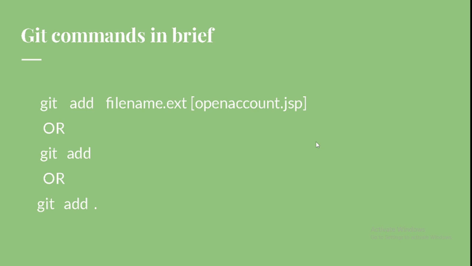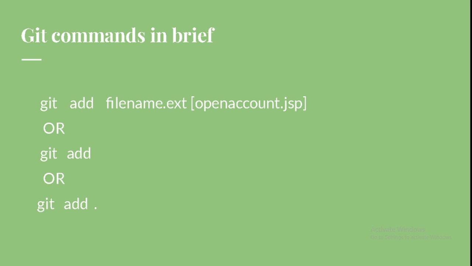So coming to the git commands in brief: as I told you, if I want to send our code from local git to the remote GitHub, this is how the adding is done. We write git add and the file name, for example open account.jsp. This way we are adding our page open account.jsp into staging. We have staged it. Now there are three ways to write the git add command.